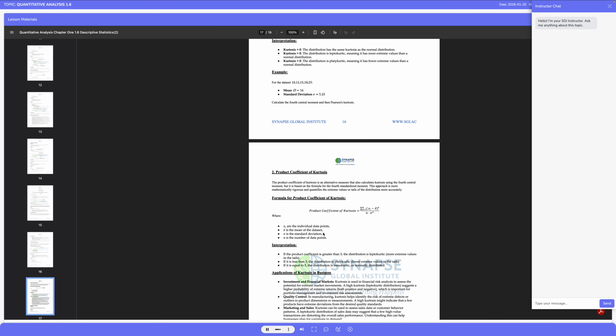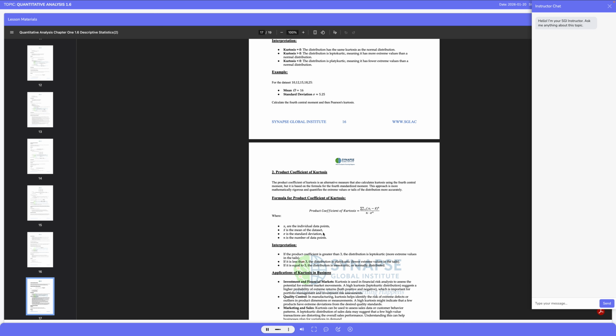12,167. Pearson's coefficient of kurtosis is then calculated by dividing this total by 5 multiplied by 5.25 raised to the power 4 and subtracting 3. This results in a value of approximately 0.2. Because this value is positive but small, the distribution is slightly platykurtic, indicating fewer extreme values than a normal distribution. From a business perspective, this suggests relatively low exposure to extreme outcomes in the dataset.